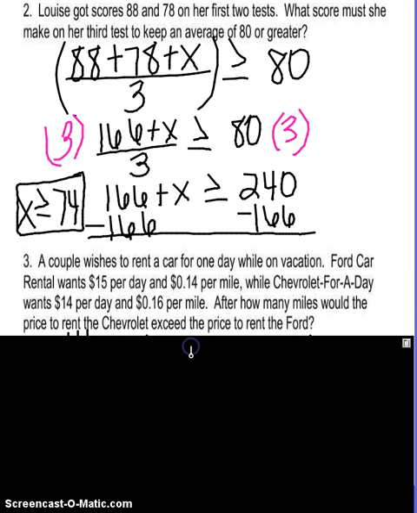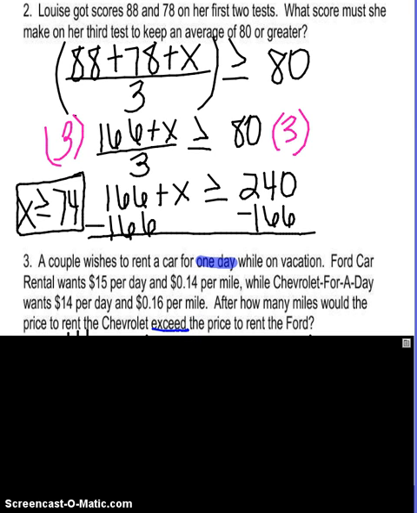Problem number 3 says a couple wishes to rent a car for 1 day. So we're only renting it for 1 day. So I want you to highlight 1 day. Okay, while on vacation, it says the Ford car rental wants $15 per day and 14 cents per mile, while Chevrolet for a day wants $14 per day and 16 cents per mile. After how many miles would the price to rent the Chevrolet exceed the price to rent the Ford? I also want you to underline the word exceed.